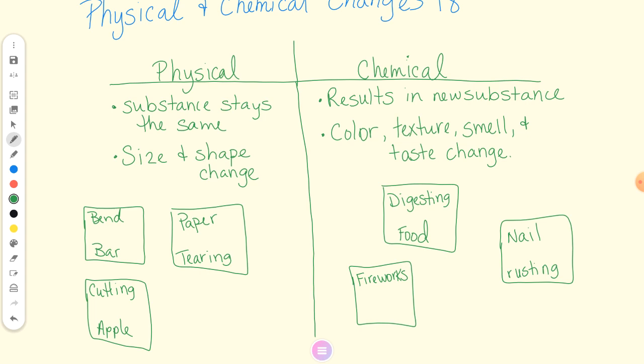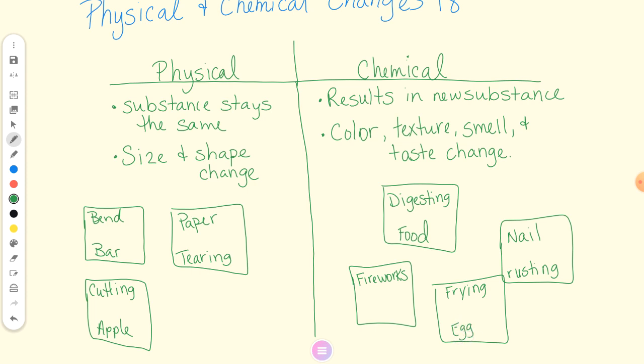And that's kind of like the rotten tomatoes. That's the only thing I don't like about that definition of it results in a new substance. A tomato and a rotten tomato are still a tomato, but one's edible and one's not. So frying an egg is a chemical change. That one's a tricky one.